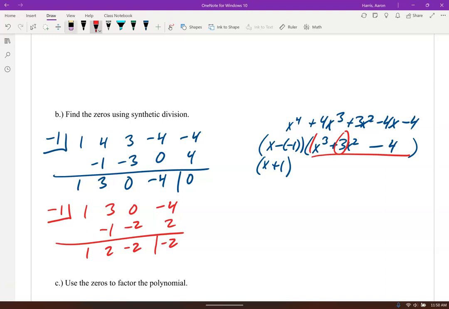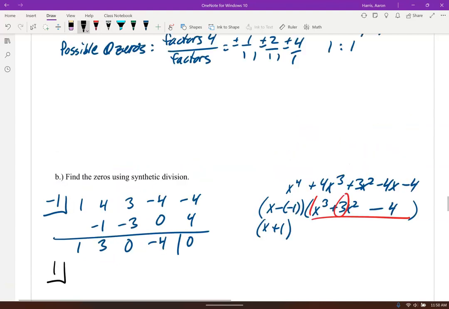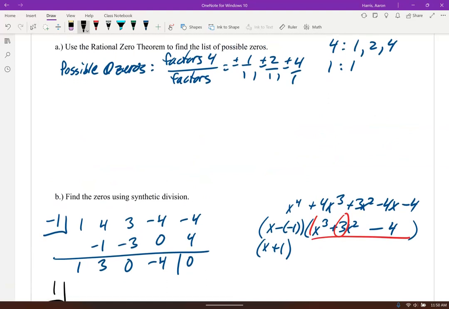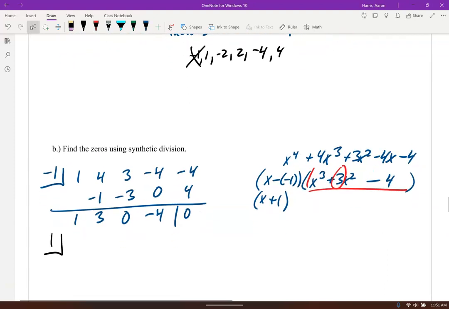So let's move to +1 now. Let me erase this. So let's see if +1 works. Next one on our list, right? So we've used, remember our list is -1, +1, -2, +2, -4, +4. We're done with -1. It was a 0. Now we're moving on. It was not a repeated 0.